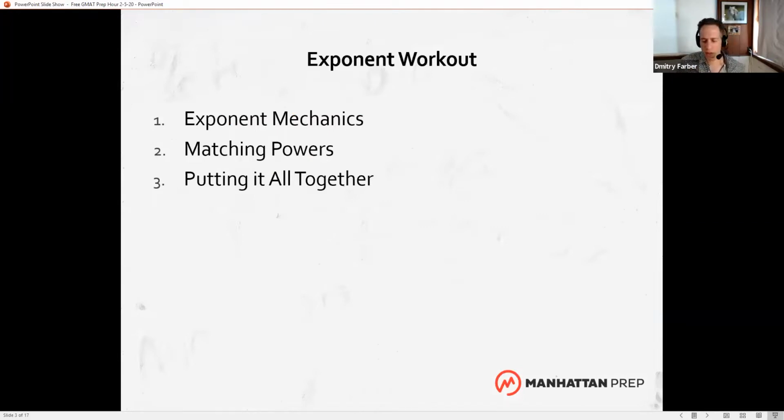So we're going to talk about just what are the moves that are available, then how we can deal with matching powers across sides of an equation or a fraction, and how we can put that all together on some harder problems to make it all work for you.